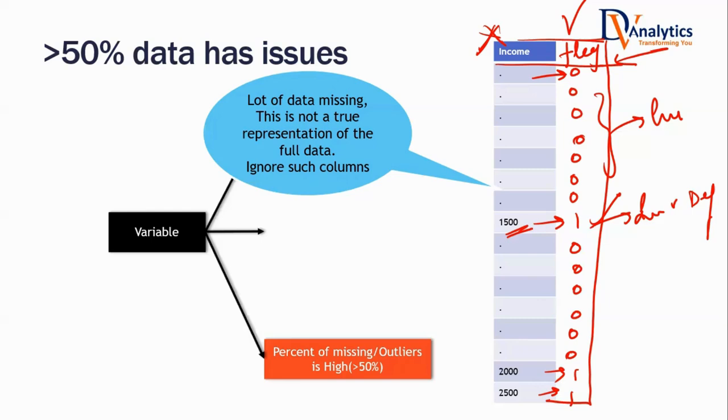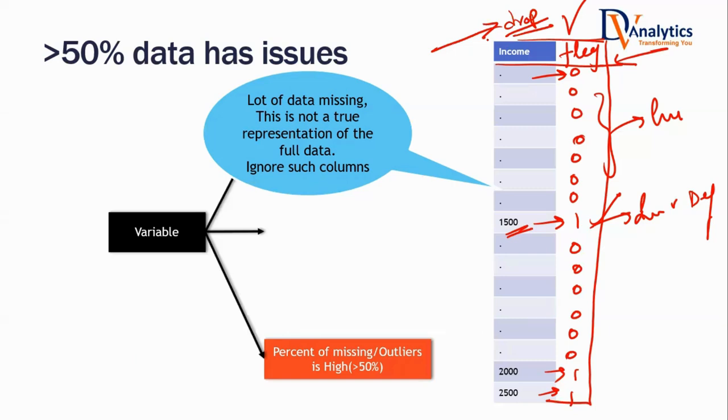Are you with me? So my suggestion is, if more than 50% of the data is having issues, first drop the original variable. You cannot use it. Why? It's not giving you the true representation of the underlying population. It is giving you a biased opinion. Is it ideal to take a biased opinion and build the model on it? No, sir. Not at all.